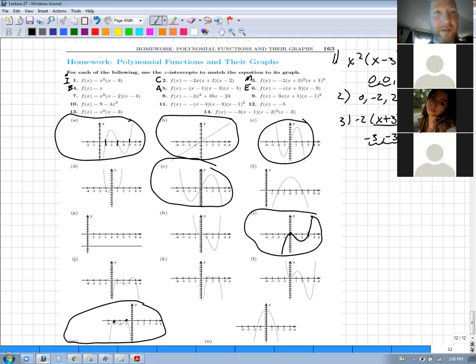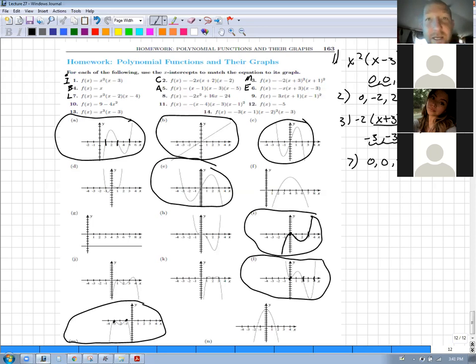Number 7, we have an x squared, 2 and 4. And the x squared, that means we're going to have roots at 0 twice because of the x squared, then the 2 and the 4. So it's just going to touch at 0 and cross at 4 and 2. So let's see, that looks like this one. Right, it touches at 0, crosses at 2 and 4. So that's going to be L.